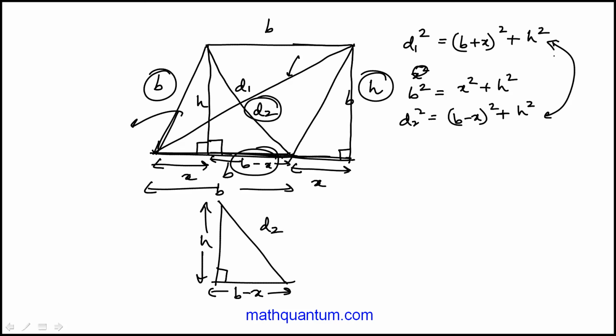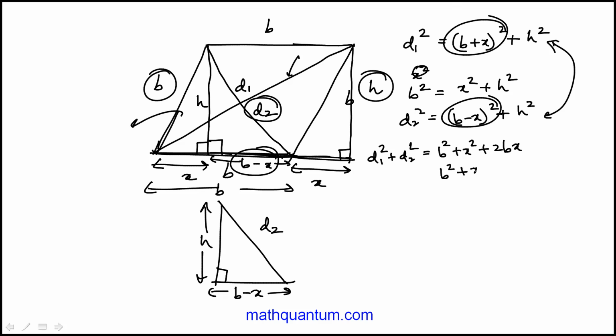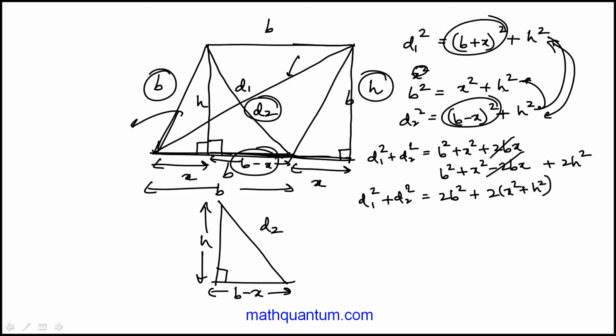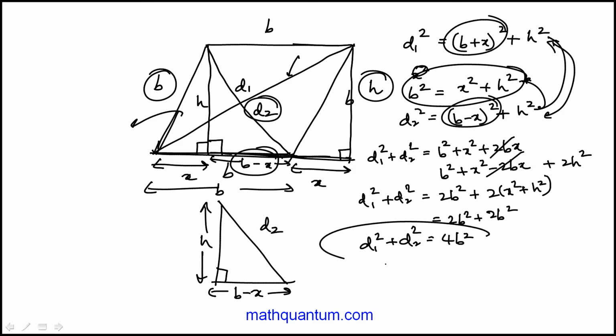Now I can take these two equations and add them. And then I'll expand these identities. So b squared plus x squared plus 2bx. Here the cross term would be minus 2bx. And then I also have these two plus 2h squared. So those drop out. I get 2b squared plus 2 times (x squared plus h squared). And note from here, x squared plus h squared is equal to b squared. So we finally get our result that the sum of the squares of the two diagonals is equal to 4 times the side of the rhombus squared. So that's an important result.